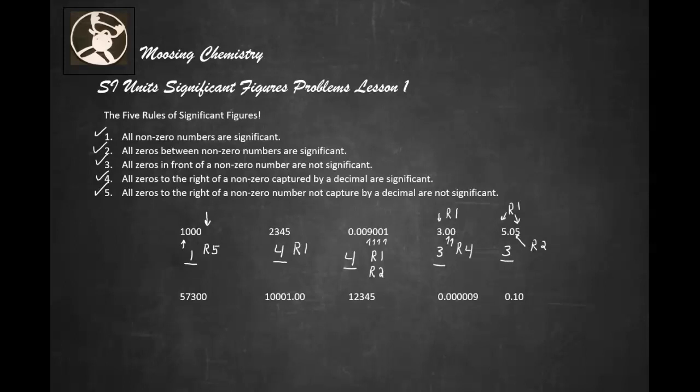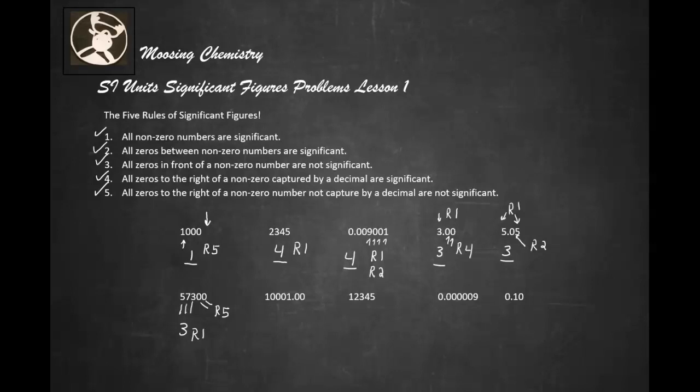So let's look at these numbers down here. 57,300. Okay, first of all, this, and this. These are significant, right? So there are 3 sig figs. This is because of rule number 1. All non-zero numbers are significant. These 2 zeros, on the other hand, right here and right here, all zeros to the right of a non-zero number not captured by a decimal are not significant. So they're not significant according to rule number 5.